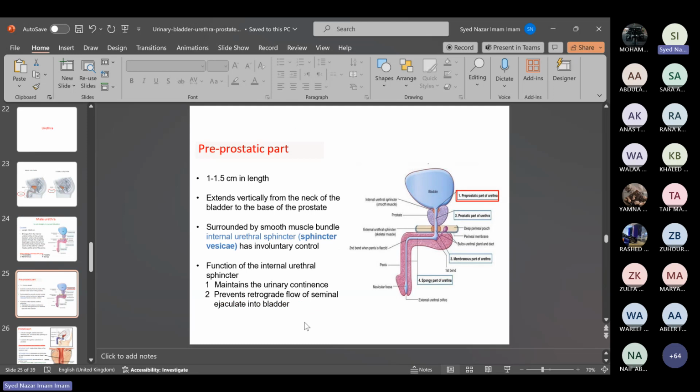We have different parts. The pre-prostatic is related with the internal urethral sphincter and it is involuntary. Here we have the internal urethral sphincter, which is the pre-prostatic part. What is the function? Okay, this is involuntary. So it maintains the urinary continence and prevents the retrograde flow of the seminal ejaculate inside the bladder in the male.